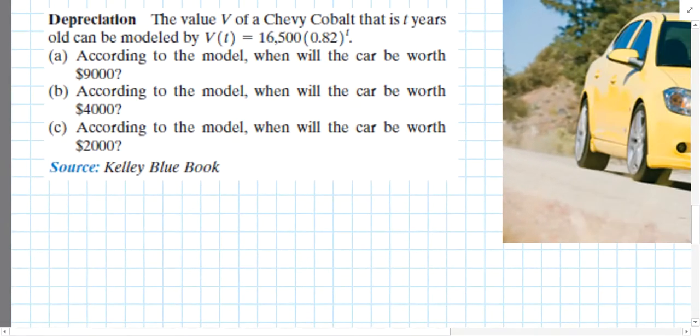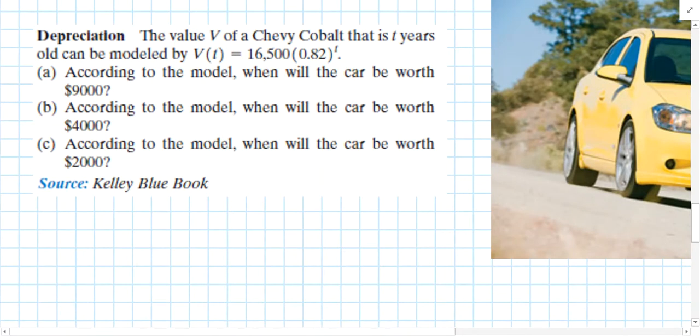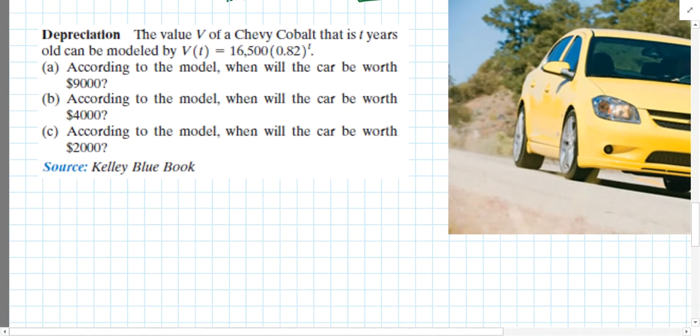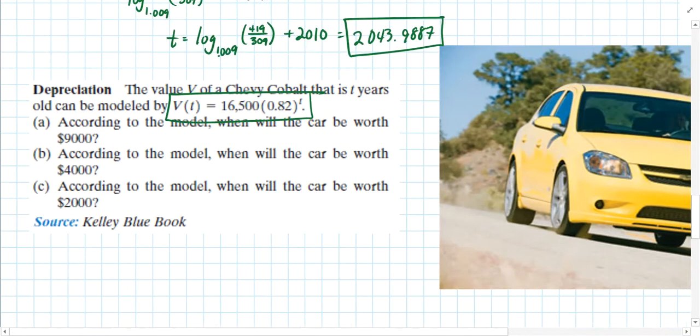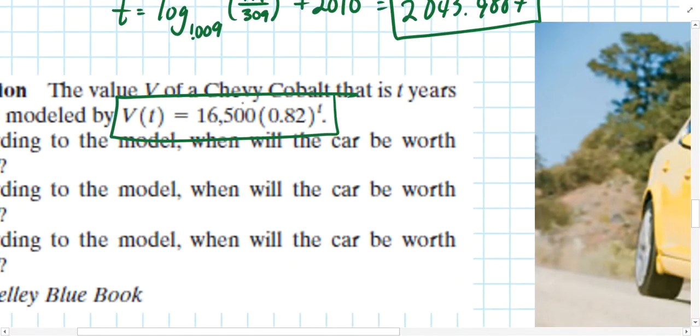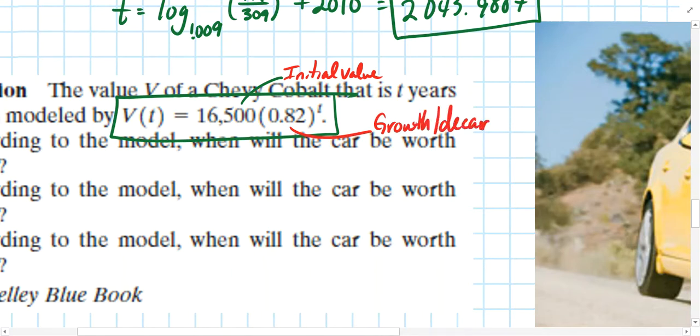Let's finish out the video with this particular example here, the value of a car. The Chevy Cobalt that is t years old is modeled by this equation. The value based on time is equal to this. By the way, remember the names that we gave the exponential equations. This first number is what we call the initial value. So in other words, this car was worth $16,500 initially. And we call this value our growth or decay rate.